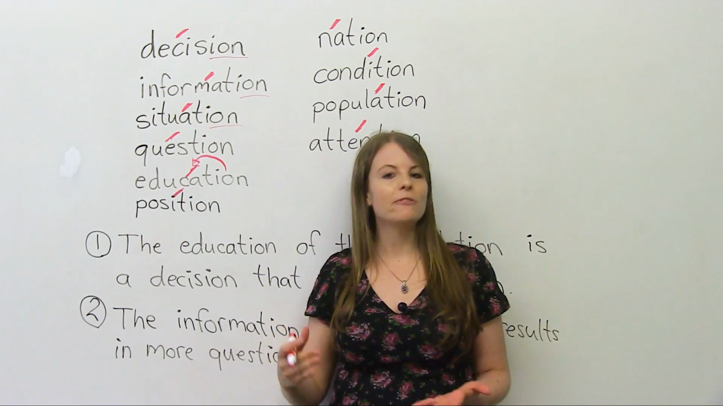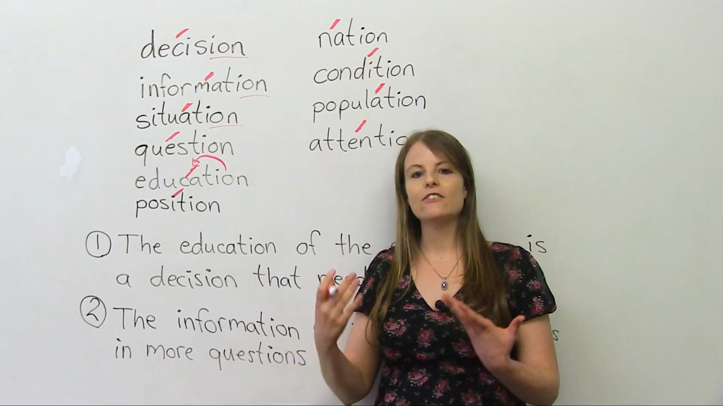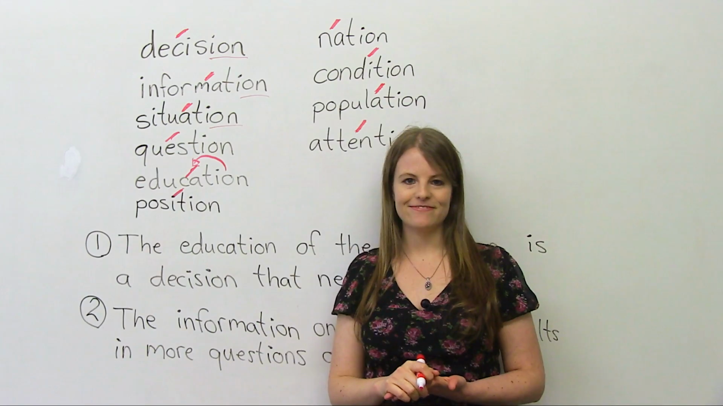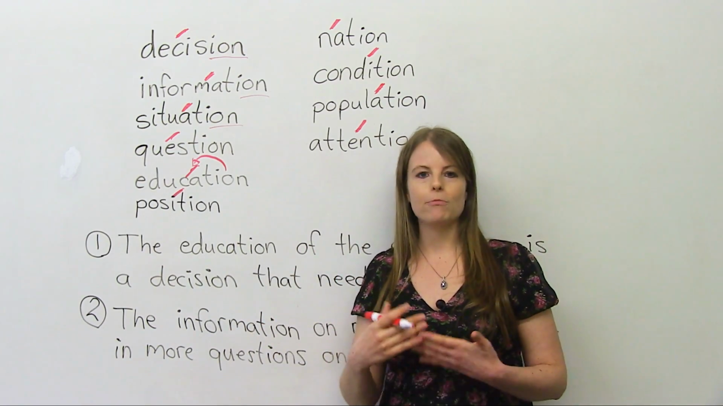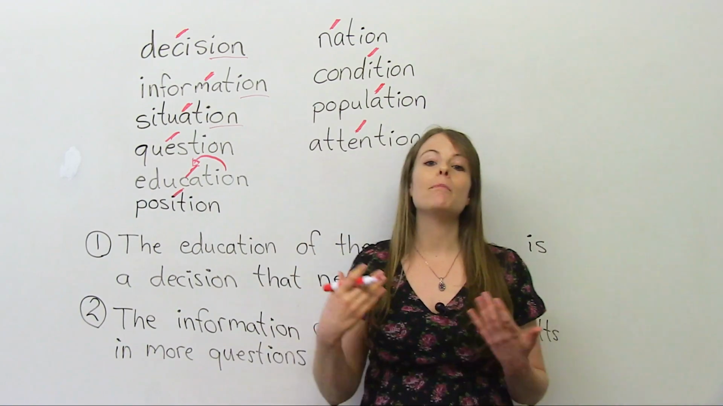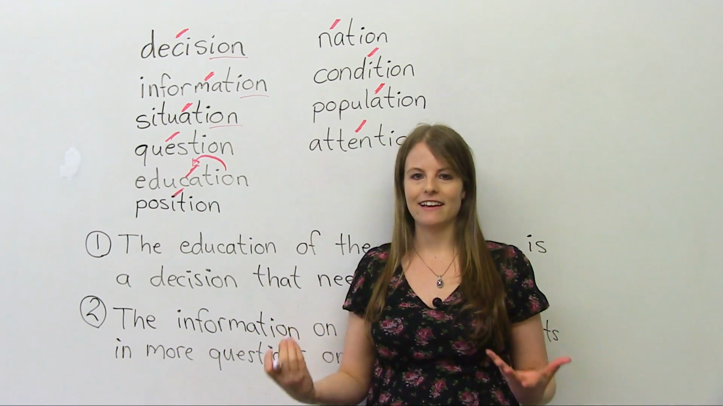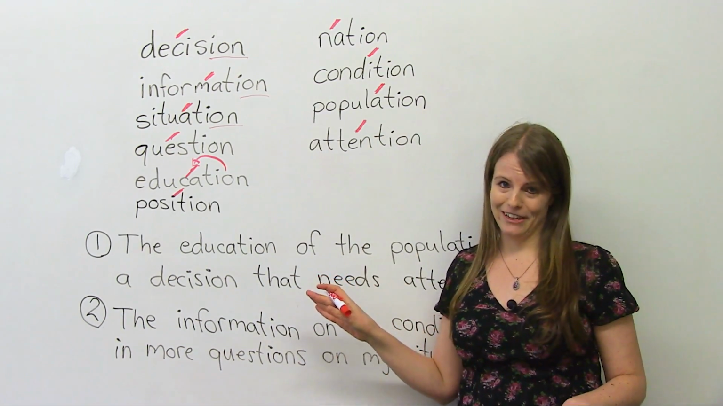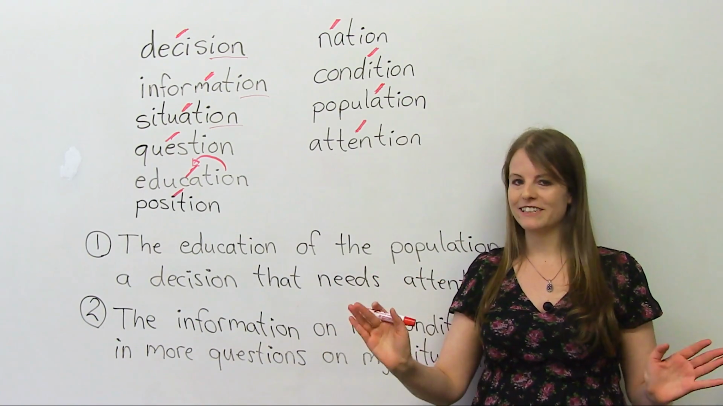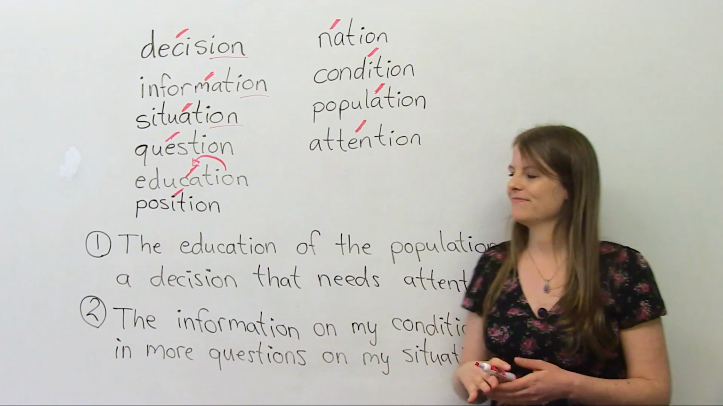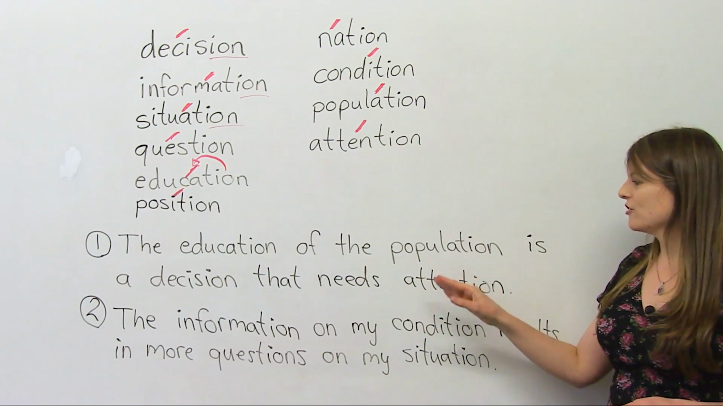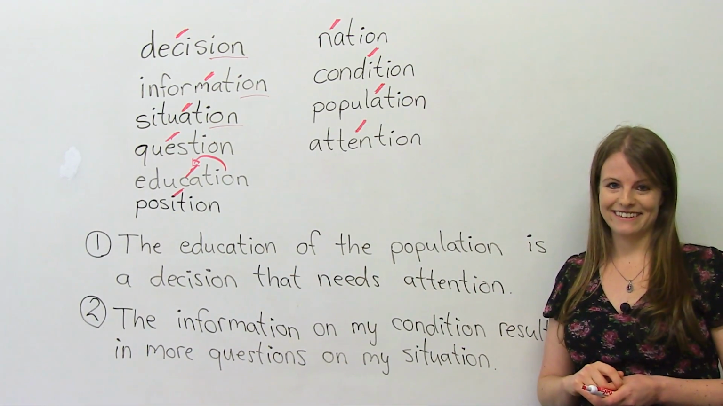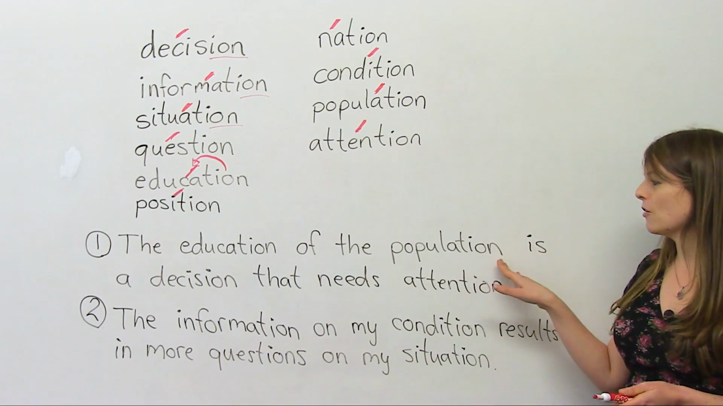So I want you to pause the video and try to say these words, placing stress on the parts that I've put a red line over, okay? Okay, so once you've finished practicing the pronunciation of these words, let's do a couple of sentences together to make sure you really have the pronunciation correct. So I have a very, very long sentence here, okay? And the sentence, the meaning is not important. This is only for pronunciation. My sentence is, the education of the population is a decision that needs attention. Okay, so it's a very long sentence, but you'll notice a lot of I-O-Ns.